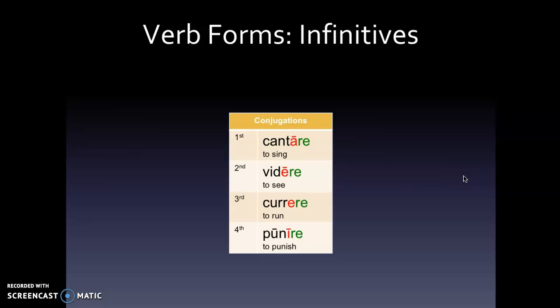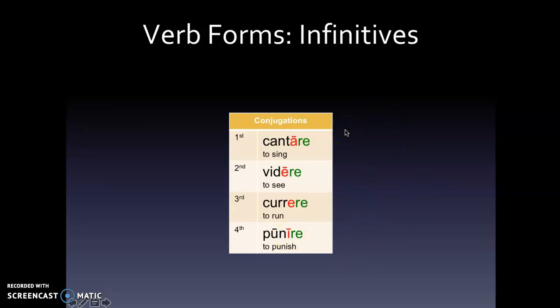Here is what the infinitives look like. We have 4 of them. There are 4 different conjugations. An infinitive will always end in a vowel plus an RE, and the 4 conjugations are decided by that thematic vowel. So the first conjugation will have an accented A, second an accented E, third an E, and the fourth an accented I. These are not true verbs.